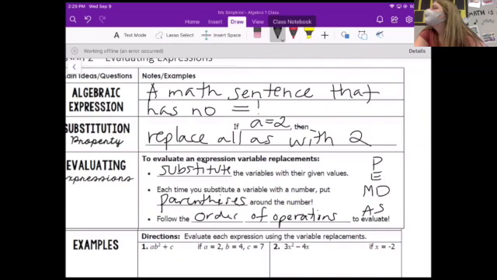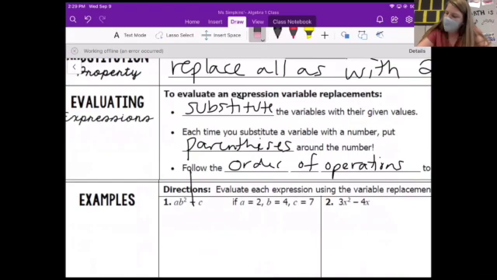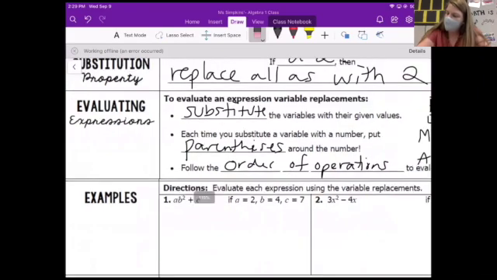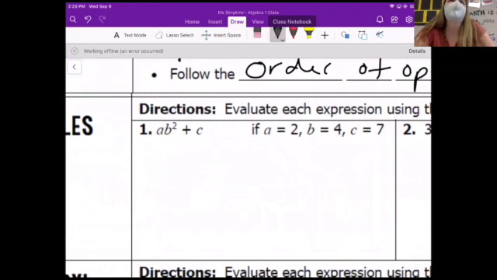Okay, so let's look at number 1. Number 1 says A B squared plus C, but then it says A is 2, B is 4, C is 7. So that means wherever I see an A, what am I going to put there? A 2. Wherever I see a B, I'm going to put a 4. Wherever I see a C, I'm going to put 7. You must use parentheses. I'm going to yell it at you forever. And it will make sense why when we get to number 5.